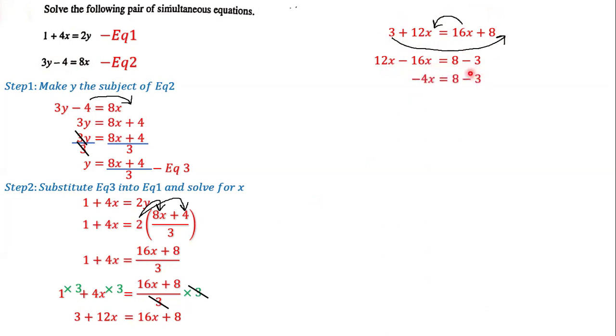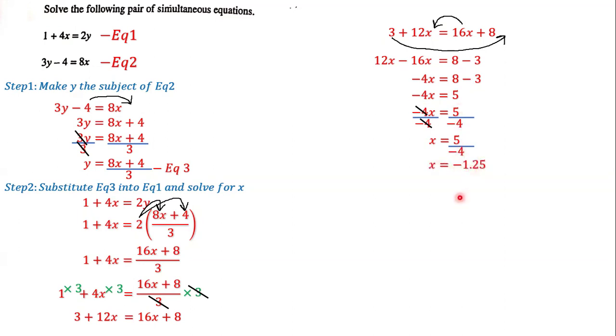What is 8 minus 3? Well, before we do 8 minus 3, let's do 12x minus 16x. 12x minus 16x is going to be negative 4x. And we still have 8 minus 3. Well, 8 minus 3 is simply 5. And so we have negative 4x is equal to 5. Now we divide both sides of this equation by negative 4. We cancel and we cancel. So we get that x is equal to 5 divided by negative 4. And that gives us x is equal to negative 1.25.